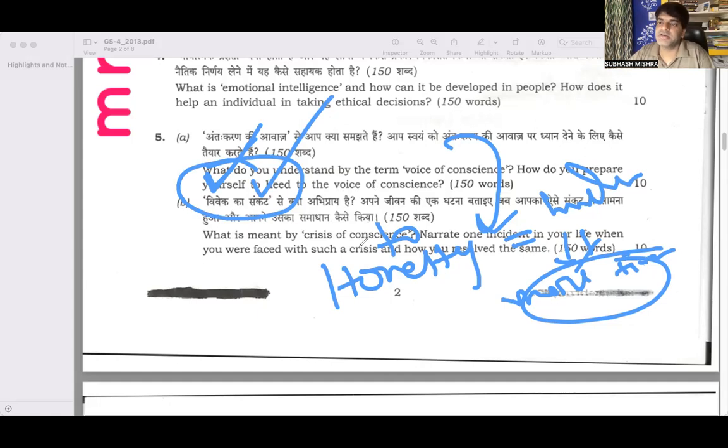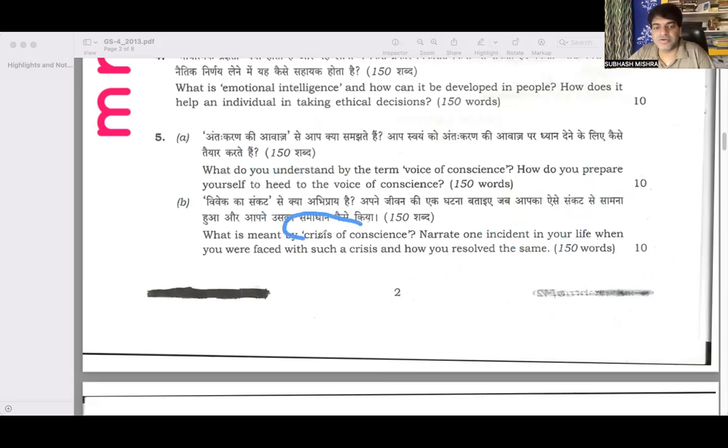Honesty is a little difficult, but it's still triable. So that is the solution of crisis of conscience. A very practical solution, very simple. You can come back and you can do that same thing.